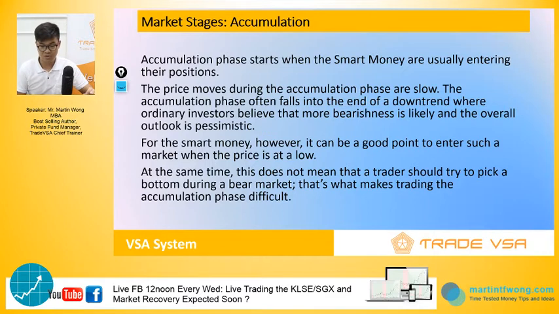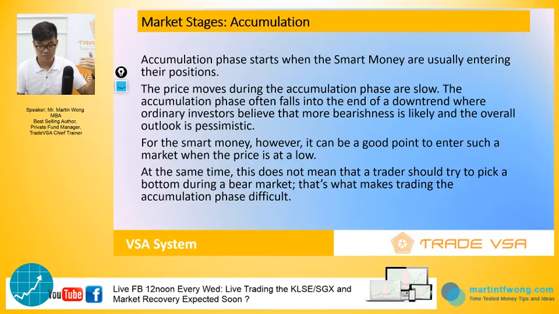The accumulation phase often falls at the end of the downtrend, where ordinary investors believe more bearishness is likely, or the overall outlook is pessimistic. Which means coming down from stage 4. Usually in stage 4 you can see high volume, then after that it moves sideways with low volume, which means smart money is starting to reaccumulate. But the weak holders still think these stocks are probably bearish, so they want to stay away. In fact, smart money is accumulating on very low volume.